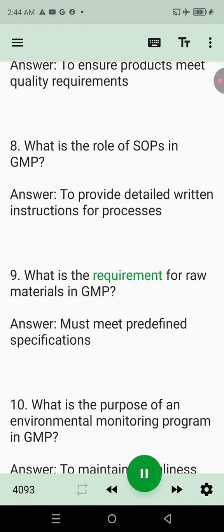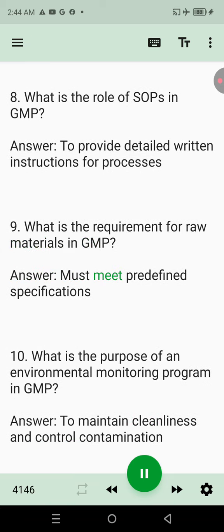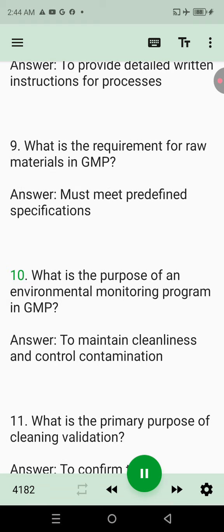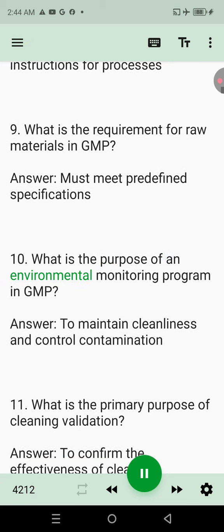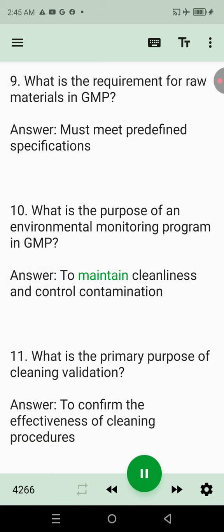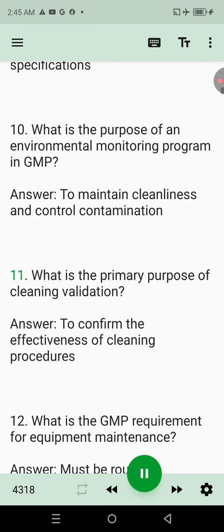9. What is the requirement for raw materials in GMP? Answer: Must meet predefined specifications. 10. What is the purpose of an environmental monitoring program in GMP? Answer: To maintain cleanliness and control contamination.